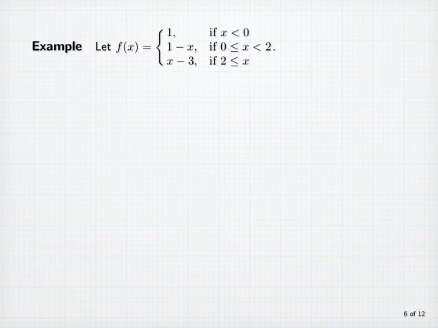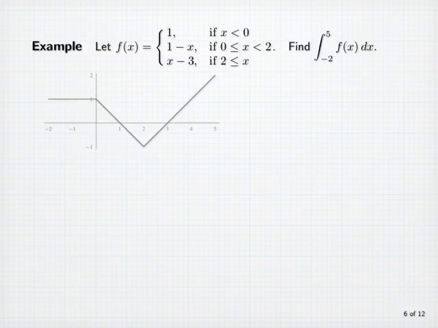Example. Let f(x) equal 1 if x is less than 0, 1 minus x if x is between 0 and 2, and x minus 3 if x is greater than or equal to 2. We'd like to find the integral from minus 2 to 5 of f(x) dx. Let's first graph the function.